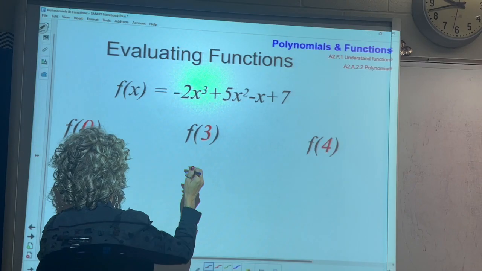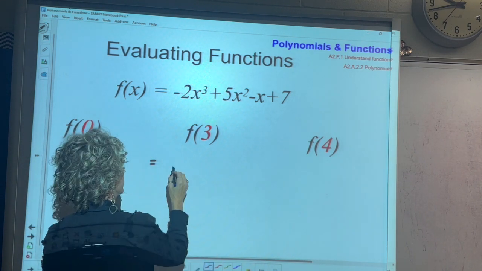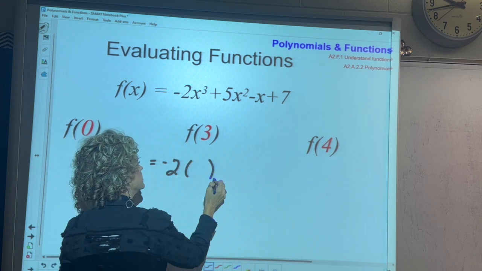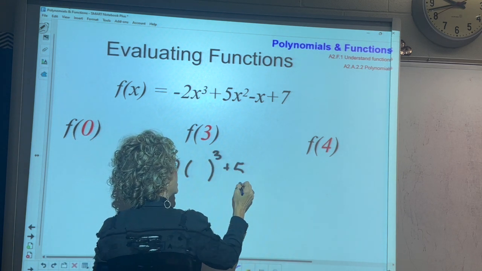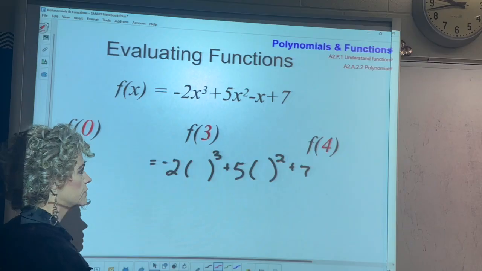And again, I'm going to emphasize, if it is not on your paper, it does not go in your calculator. A negative 2 times x cubed plus 5 times x squared plus 7. Use those parentheses. Use them in your calculator as well.